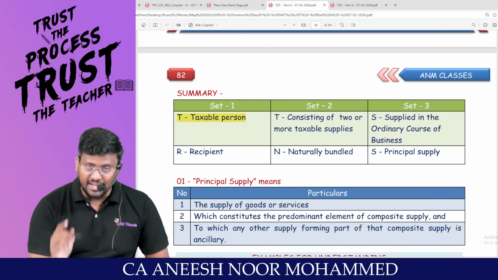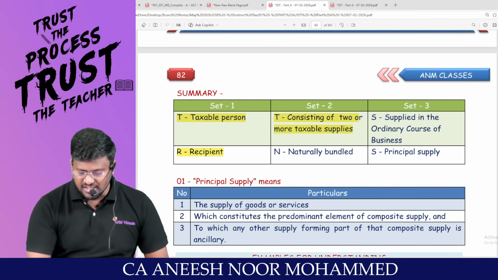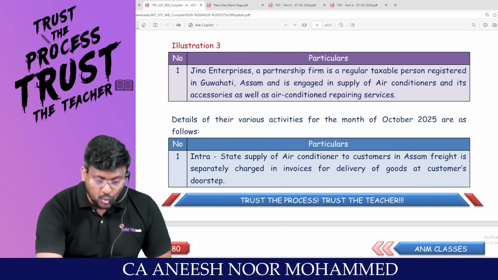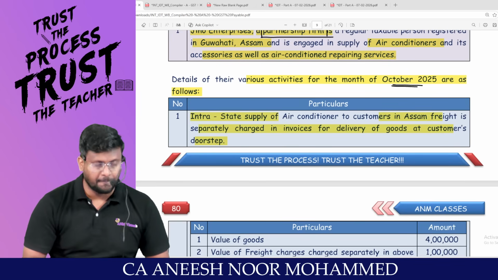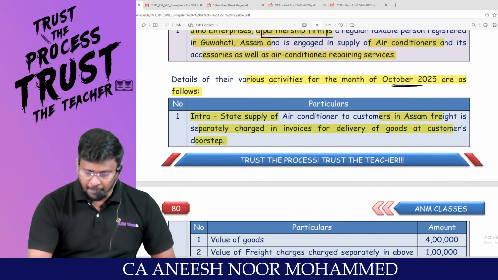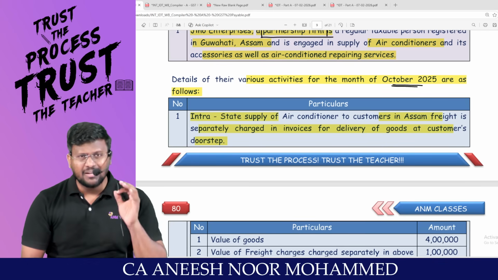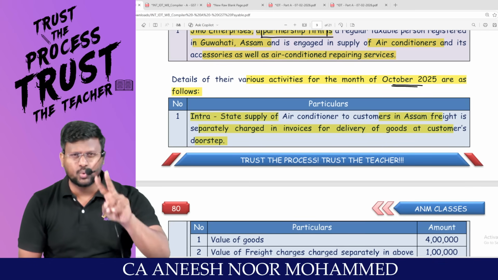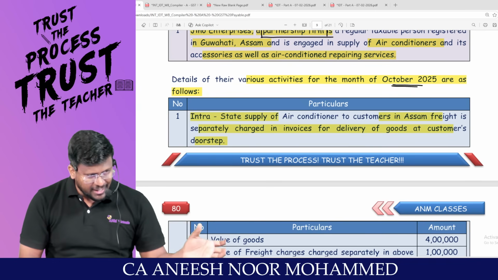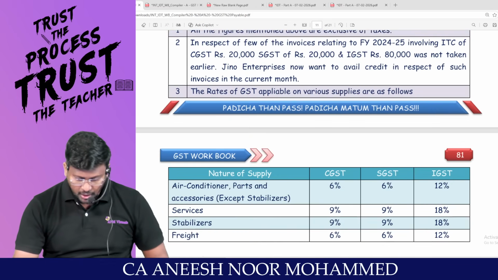If there is a taxable person and a recipient, and the supply consists of two or more taxable supplies which are naturally bundled, the naturally bundled concept is very important here. So he is supplying the AC and also providing the transportation services. This will be treated as composite supply. In composite supply, two supplies will be there: the principal supply and the ancillary supply. Even for the ancillary supply, the rate of principal supply will be applicable. So I have to be very careful with regard to the rate.